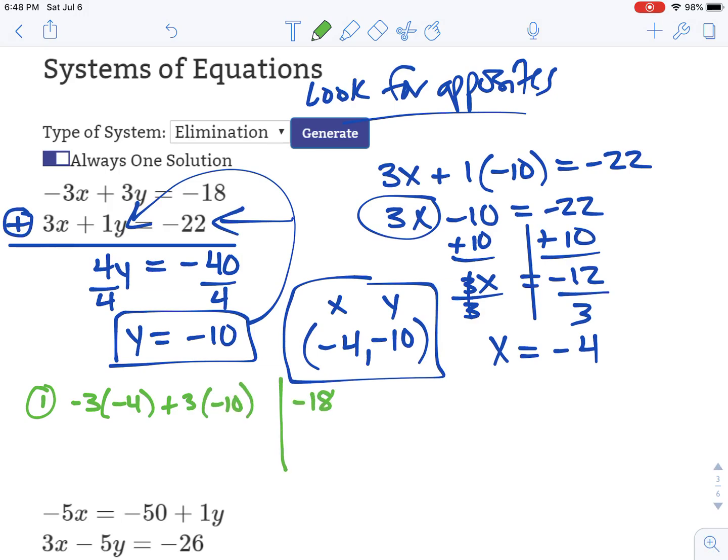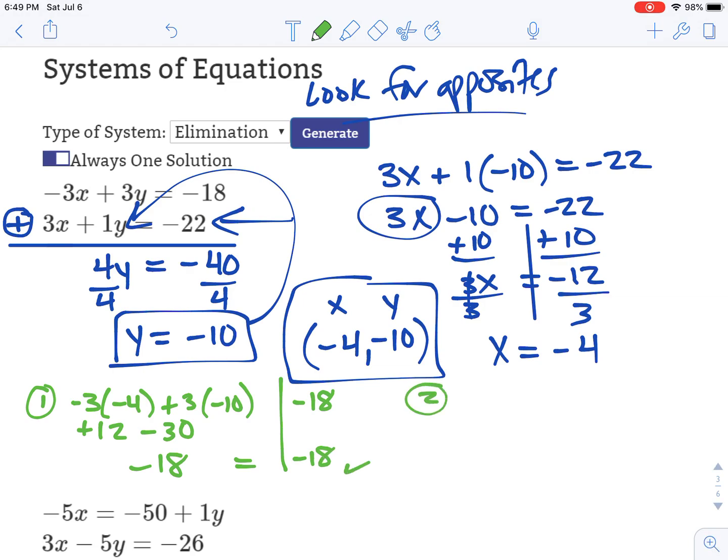We shouldn't say it's equal yet. We want to show that it's equal. So this is going to be +12 minus 30. And then that would be -18 on this side, and that equals -18 on this side, so we're good. And it works in the first equation.